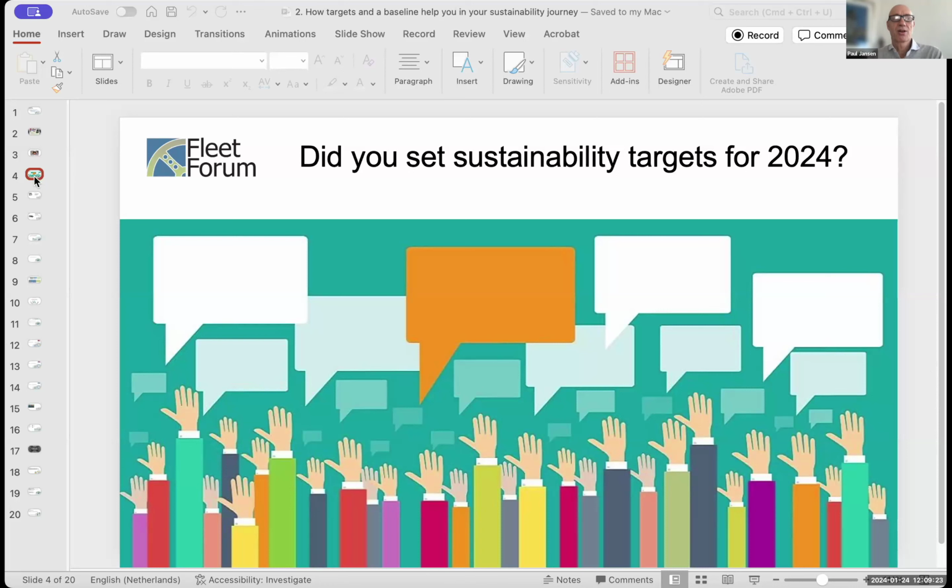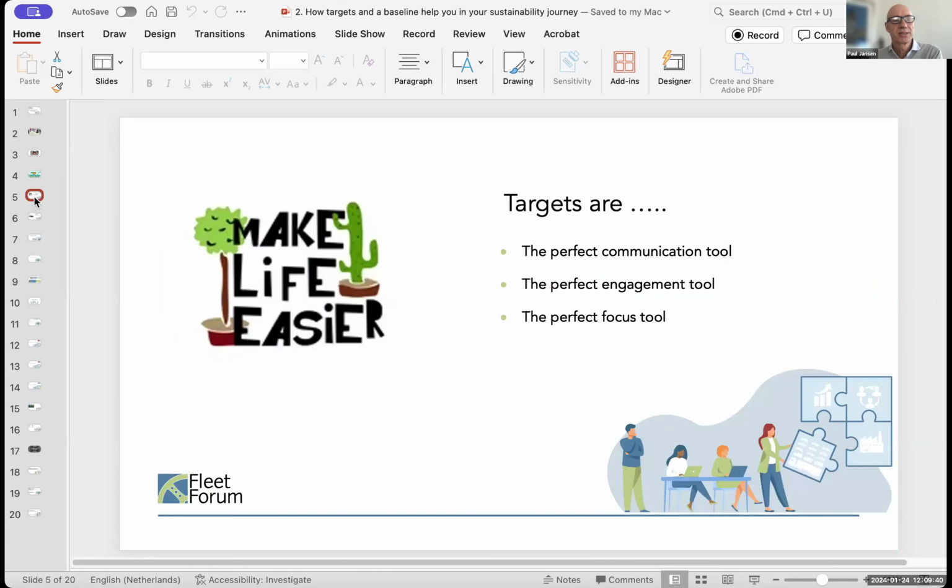So you did your target. But again, why would you set targets? Well, actually, as far as we are concerned, there are two main reasons why you should work with targets. And today we will specifically focus on sustainability targets. So targets can make your life easier. How can you make your life easier? Because it's the perfect communication tool. If you have clear targets, and we come back later to how you set your targets, it is a great way to communicate within your organization, to your team, to your stakeholders, to your partners: this is what we would like to achieve this year.